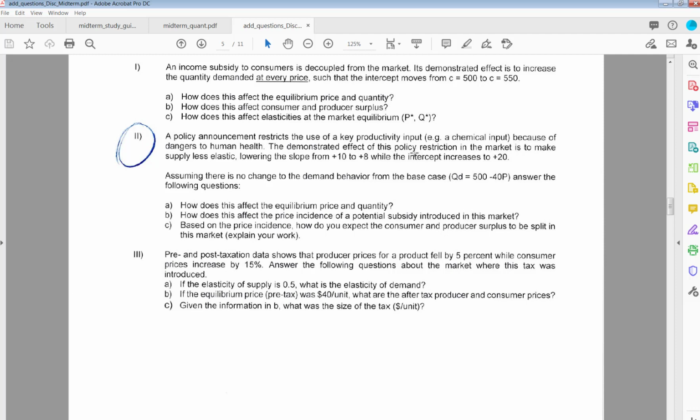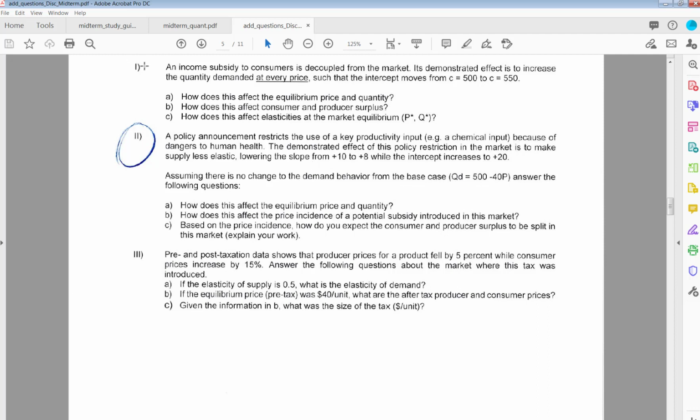So the way it's going to show up in our market, we're thinking about an input use. How does it affect the supply in our market? And we get two things. So, the basic effect is the supply has to be less elastic. Okay, so you're now less price responsive because you're losing an input that was key to productivity. The slope is going to fall from plus 10 to 0.8, and the intercept is going to go up to plus 20. So B, lowercase b, is going to fall to plus 8. Lowercase a is going to increase to plus 20. Assuming there's no change to the demand behavior from the base case, which is our initial demand curve.